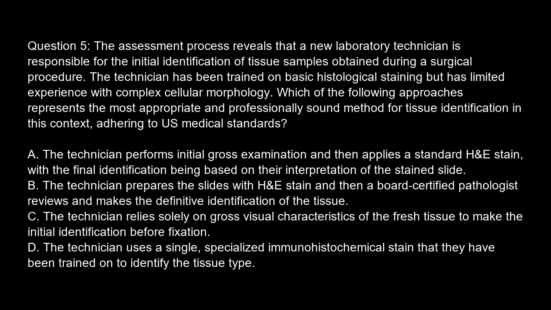Option B. The technician prepares the slides with H&E stain and then a board-certified pathologist reviews and makes the definitive identification of the tissue. Option C. The technician relies solely on gross visual characteristics of the fresh tissue to make the initial identification before fixation. Option D. The technician uses a single, specialized immunohistochemical stain that they have been trained on to identify the tissue type.